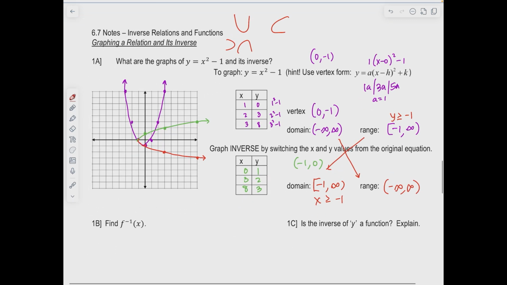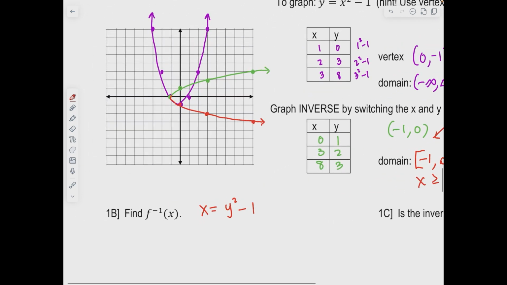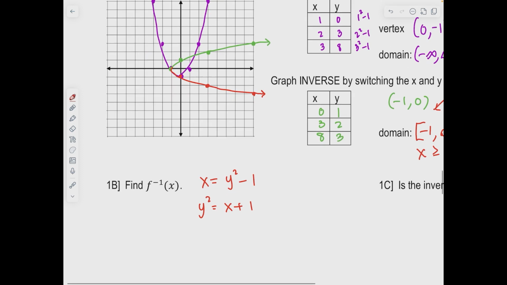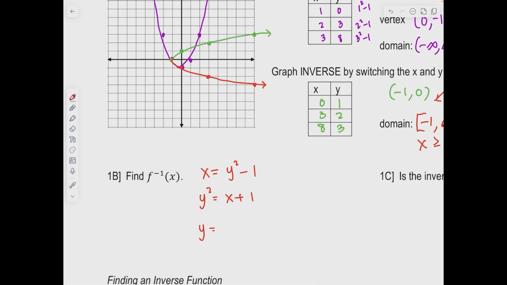Okay, letter B, find f inverse. So what I'm going to do is switch my x and my y value, like that. Now, in order to solve this, I'm going to add 1 to the other side. So I have y squared equals x plus 1. So here's the key, and this is why I did it in 2 colors. If you want to undo a square, you have to square root. So what most people will do is they'll have the x plus 1 under the square root. This by itself is the green half that you see.